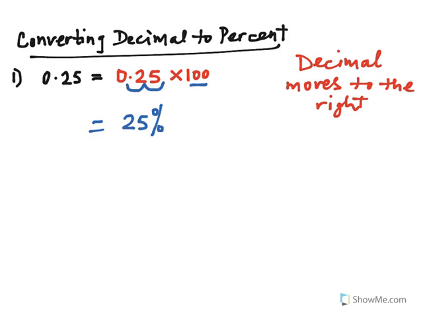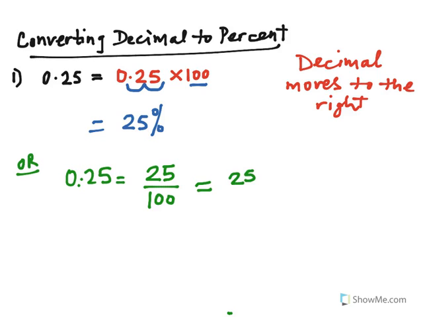Alternatively, the other method is this: 0.25. Now I will write this as 25 over, if I get rid of the decimal, 25 over 100. If I'm writing 25 out of 100, it's already 25%. So out of these two methods, whichever one is comfortable for you, you need to follow that.